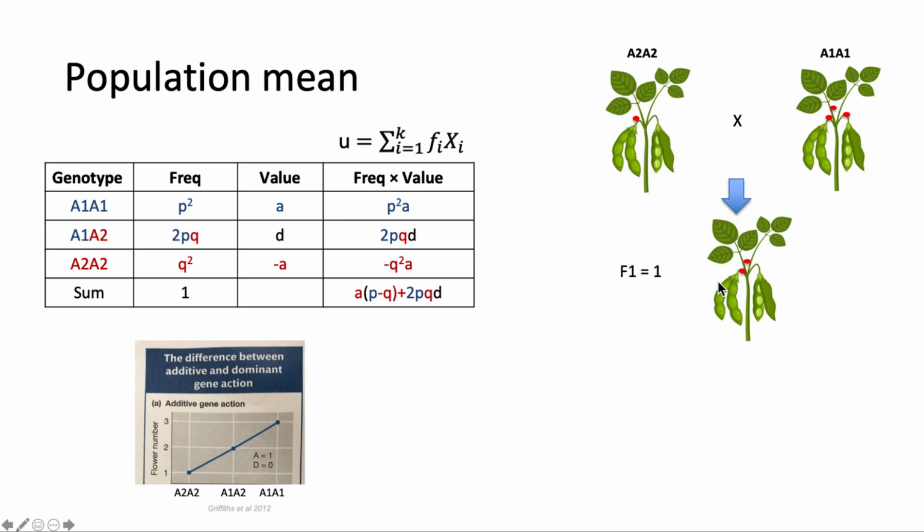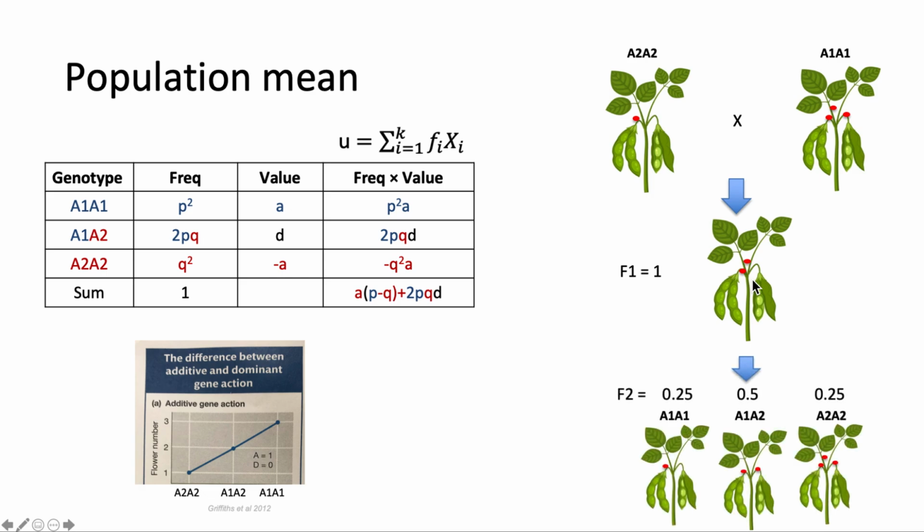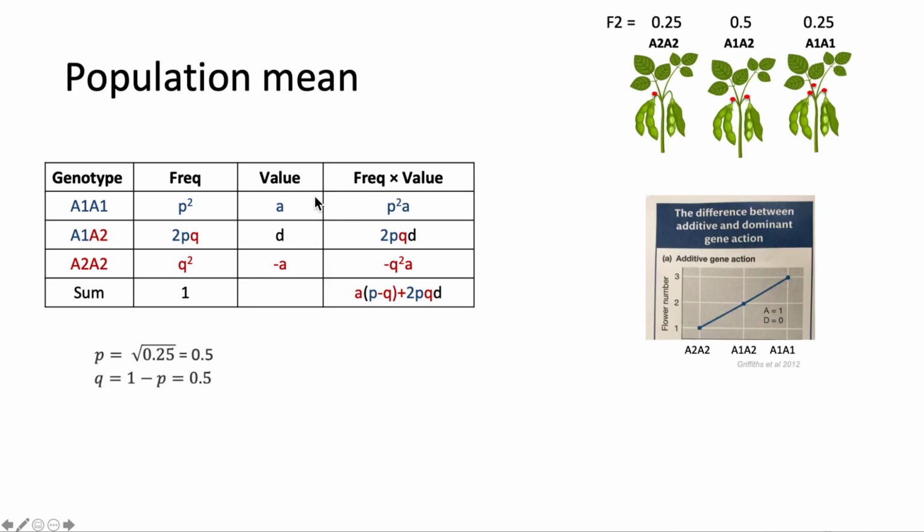If we cross those lines, we're going to have an F1 progeny where 100% of the individuals are going to have two flowers. And if we advance that F1 to the F2, we're going to have a segregation of this trait, and 25% of the individuals are going to present one flower, 50% two flowers, and another 25% three flowers. Now we can use the information that we have in the table to give you the understanding of how we can use the formulas.